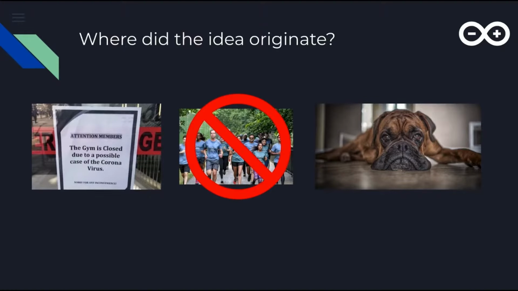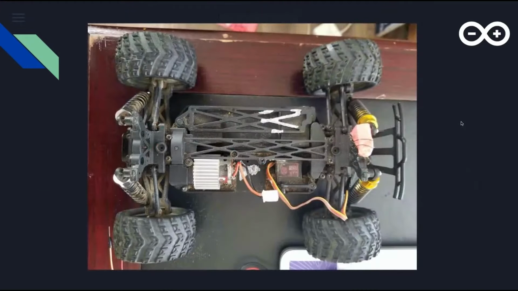And lastly, I didn't have a dog, so if I wanted to go running, it was gonna be by myself. And to me, that's really boring. So the next best thing that I could come up with was building my own robot. I spent about 6 months working on the project.